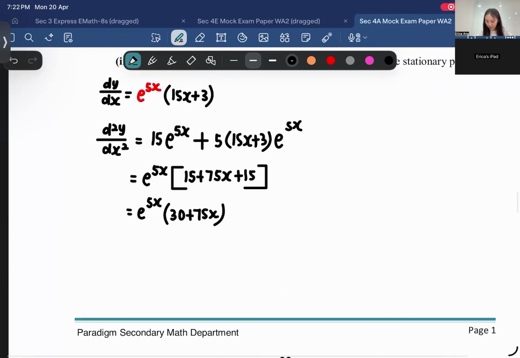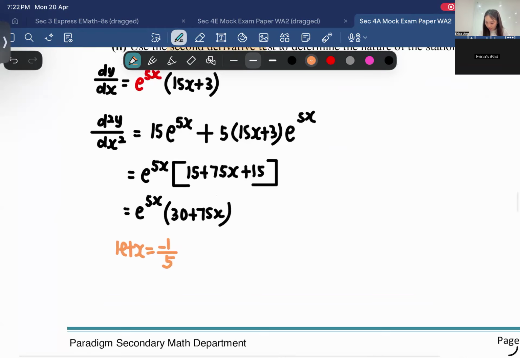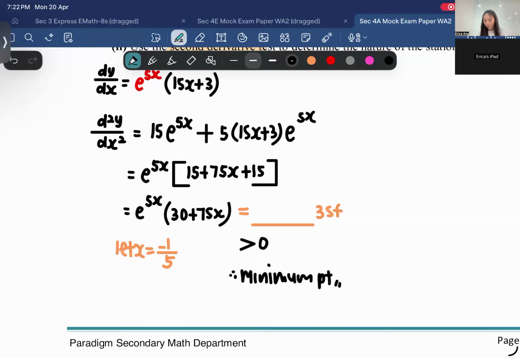Okay, so sub in, okay? So from here, I'm going to let x equals to -1/5. I'm too lazy, so I'm going to put here. Then you all will get your value. This value, 3SF will do. Determine whether it's more than or less than 0. If I'm not wrong, it's more than 0. So that you can determine that it's your minimum point. Alright, remember, think opposite, okay?